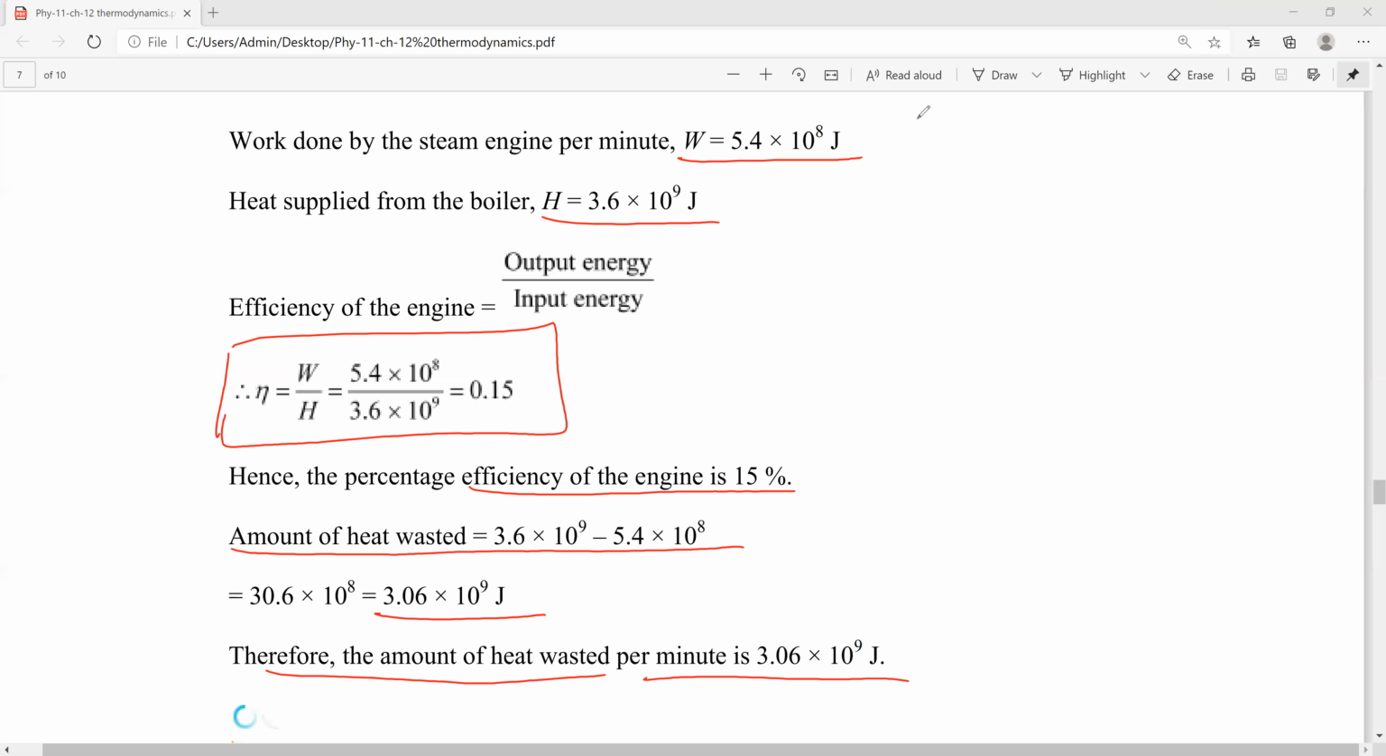So here, 3.6 is what? H. 5.4 is nothing but W. So the amount of heat wasted is 3.06 into 10 to the power of 9 joules.